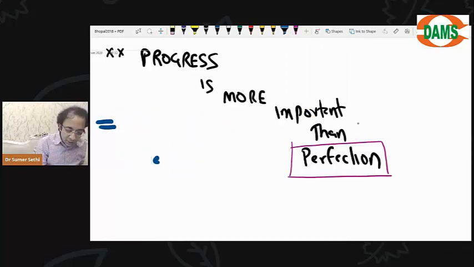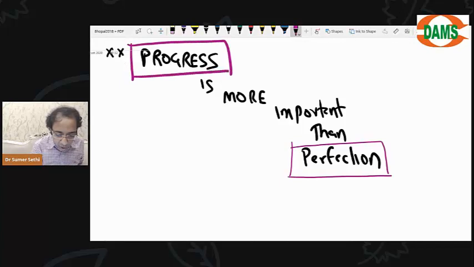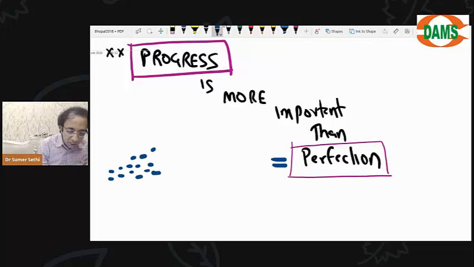Some people keep waiting on the shore and keep thinking, one day I will become perfect, then I will start swimming. And that day may not come. That is very, very important for you to understand: some of you are not giving your tests because you feel one day I will be perfect and then I will give the test. That is wrong. We need to progress. Tiny progress every day becomes something big. You agree here or not?